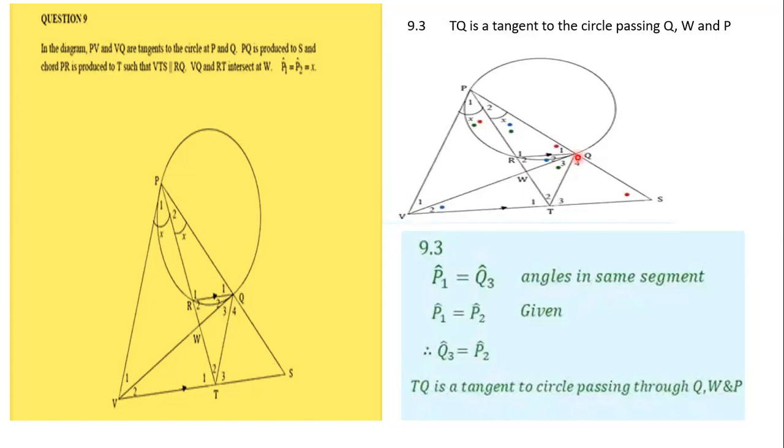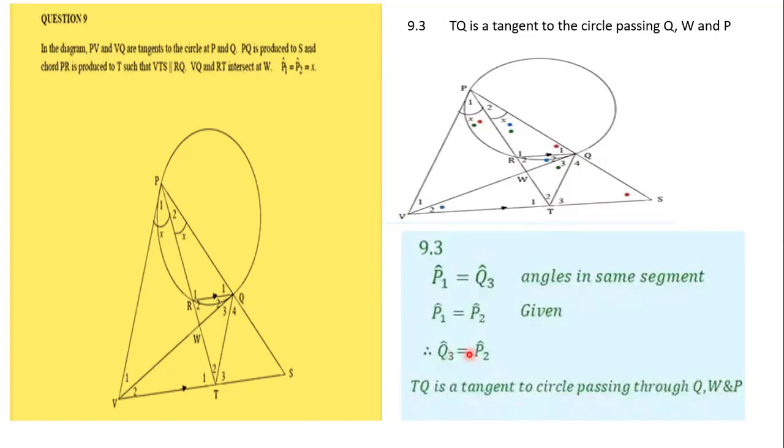Why? Because they are suspended by the same chord, or angles in the same segment. Which segment? Segment V and T. Or they are suspended by the same chord, of which is V and T. That's how you can reason, right? Then you have a mark. And remember, angle P1 and angle P2 are equal to x, or they are equal to each other, and you can reason by saying that it is given in your statement, right? Then therefore Q3 is equal to P2.